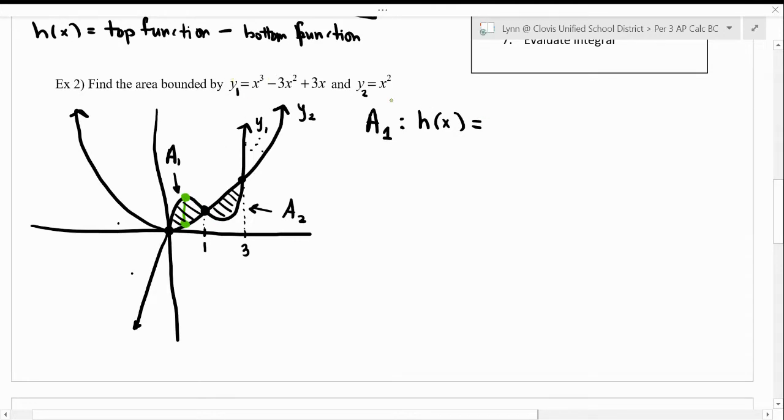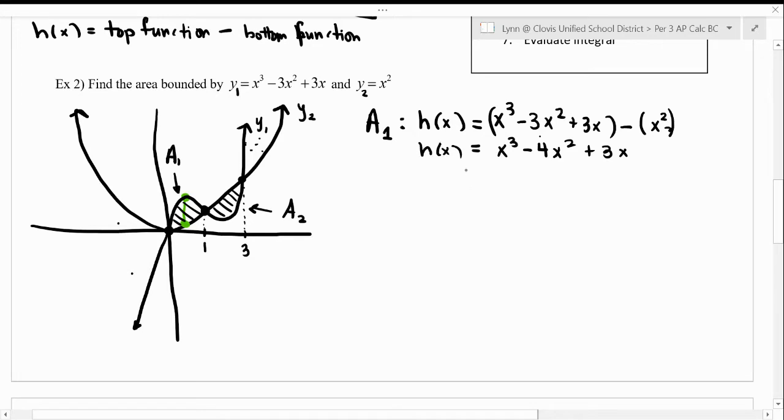So that would be y1. So that would be x cubed minus 3x squared plus 3x. And then minus, where is the bottom of the function defined, right? So the bottom of the function is defined by the parabola, so minus y2, which was x squared, okay? And then I'm going to go ahead and just simplify that just a little bit. So that would be x cubed, and then negative 3x squared minus 1x squared is negative 4x squared, and then plus 3x. So there is area 1's height.